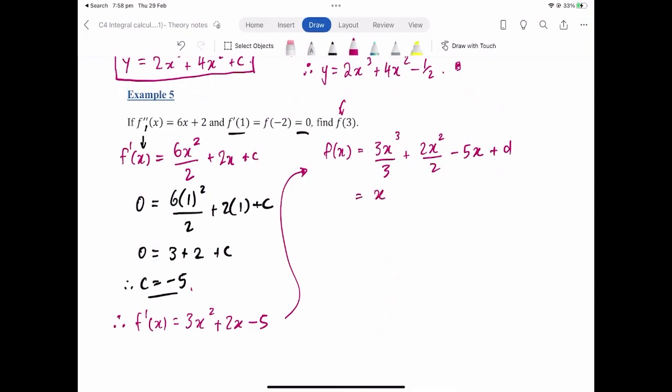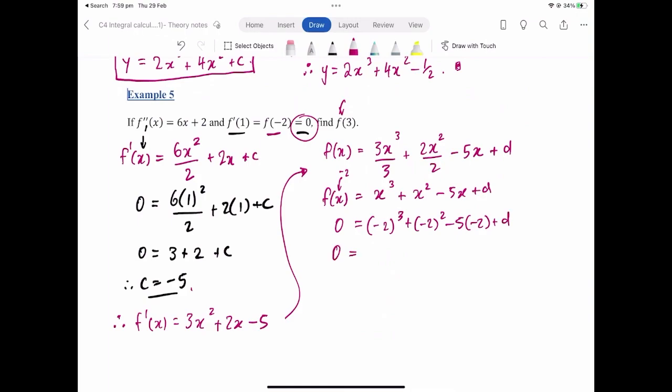Alright, let's simplify this a bit. 3 divided by 3 is equal to 1, so it becomes x cubed. 2 divided by 2 is equal to 1, so that becomes x squared, minus 5x, plus some constant term d. And this is what f of x is equal to. Now, same idea as before, because we've been told that f of minus 2 is 0, when I substitute minus 2 into the right-hand side, it should be equal to 0.